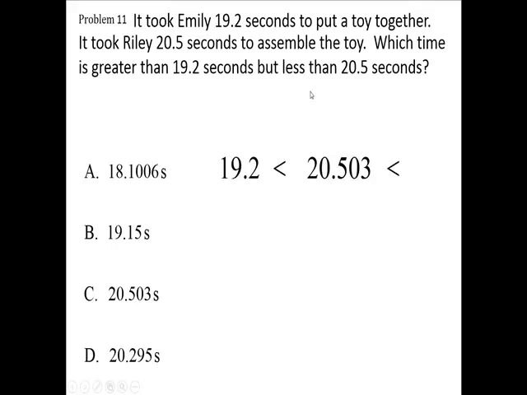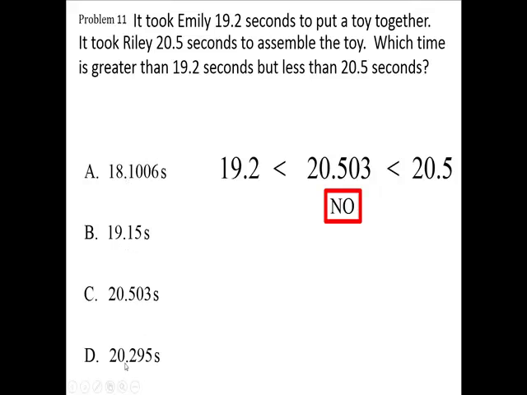But we have to plug in Riley's time over here, okay? And the question is, 20.503, is that smaller than 20.5? Well, this number is 3 thousandths bigger than this number. If you put 2 zeros at the end of this number right here, you'll have 500 here. Here you have 503. Is 503 less than 500? Well, no, it's not. So now we've thrown out answer A, we've kicked out answer B, we've thrown out answer C.